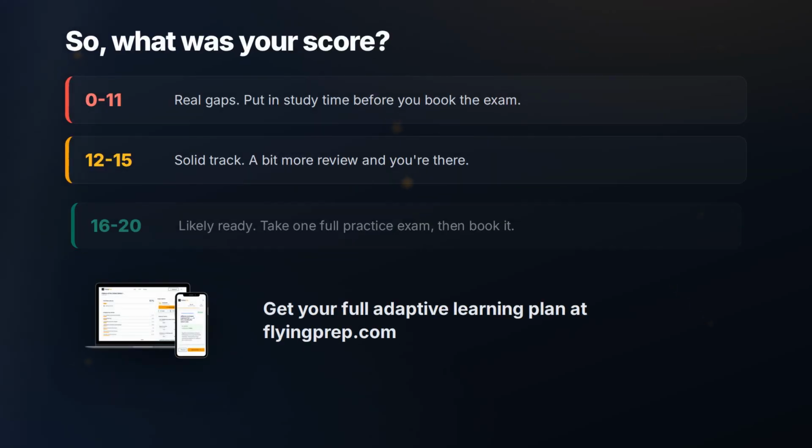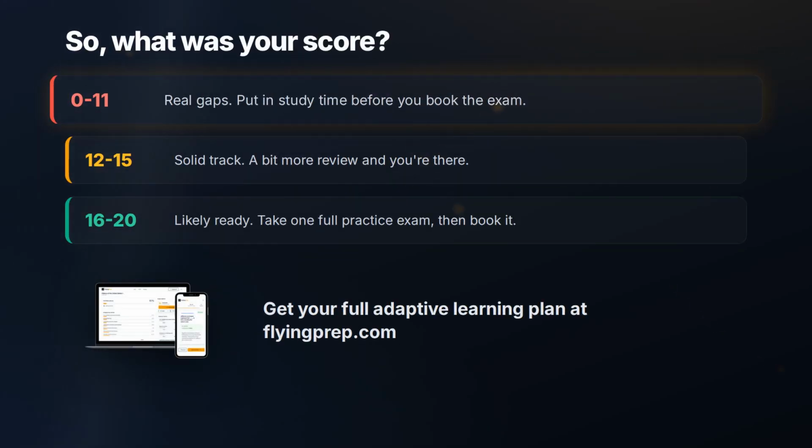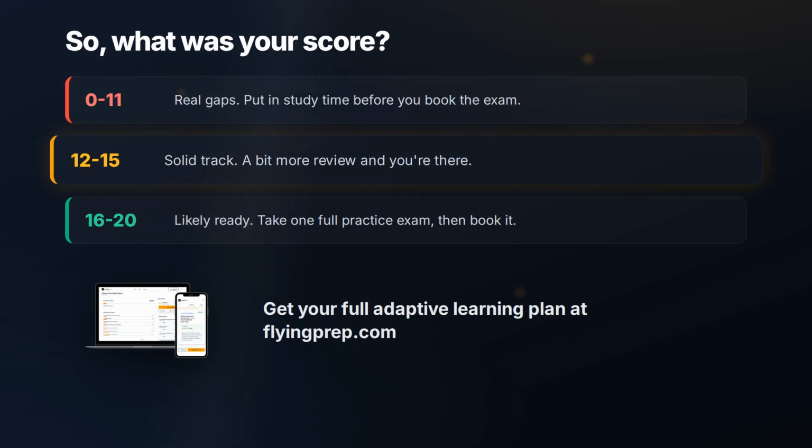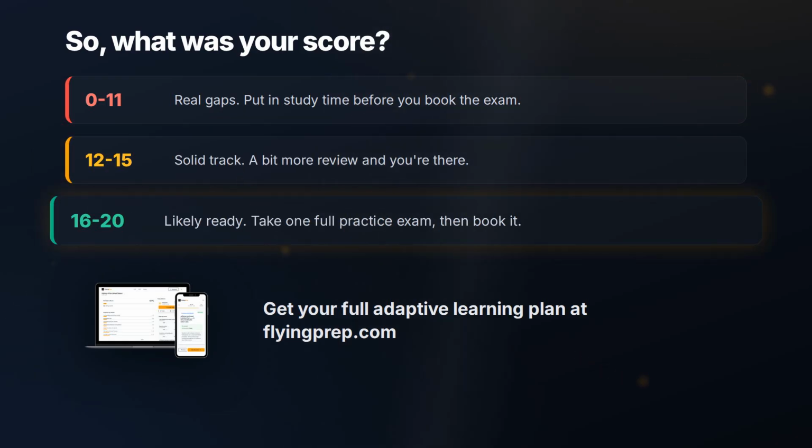So, how did you do? 11 or fewer, and there are real gaps to close. 12 to 15, you're on a solid track. 16 or more, and you're likely ready for the real thing.